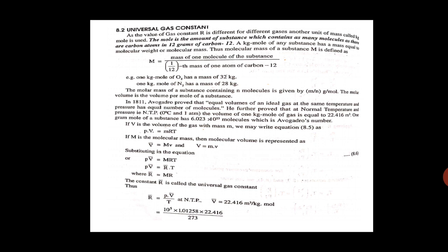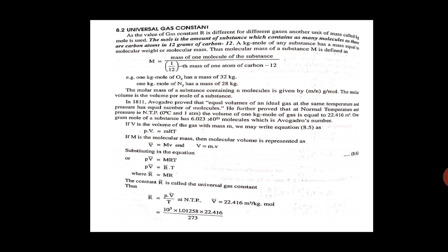There is Amagat's law, you must have heard of Amagat's law. He said a very simple thing. Amagat proved that equal volumes of an ideal gas at the same temperature and pressure have an equal number of molecules. You take any gas, if it is an ideal gas, and the temperature and pressure are kept constant, they will have the same number of molecules. He further put that at normal temperature and pressure, that is 0 degree centigrade and 1 atmospheric pressure, the volume of 1 kg mole of a gas is equal to 22.416 meter cube.